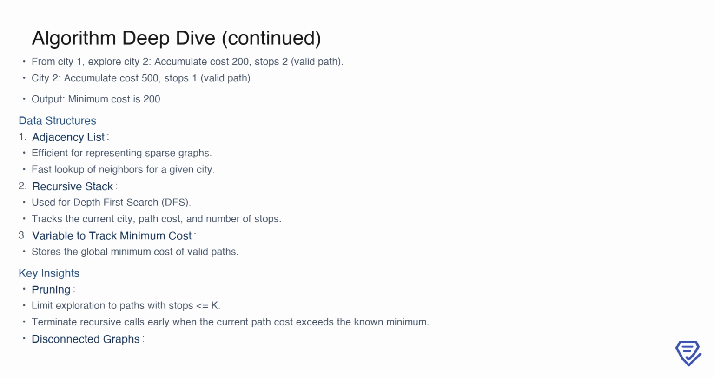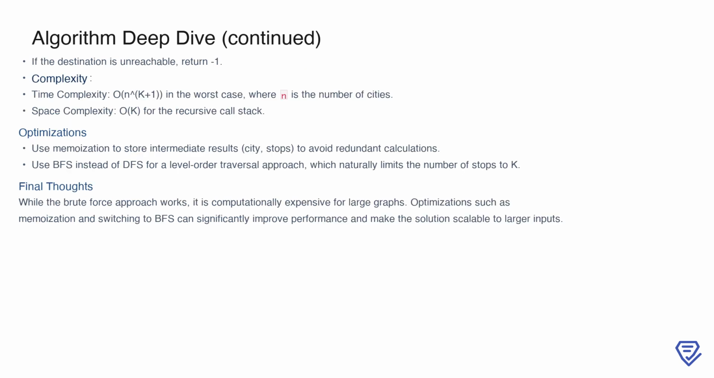To optimize the search, we prune paths by terminating exploration early when the number of stops exceeds k or the current path cost surpasses the known minimum. In disconnected graphs, if the destination city is unreachable, the algorithm will return -1.